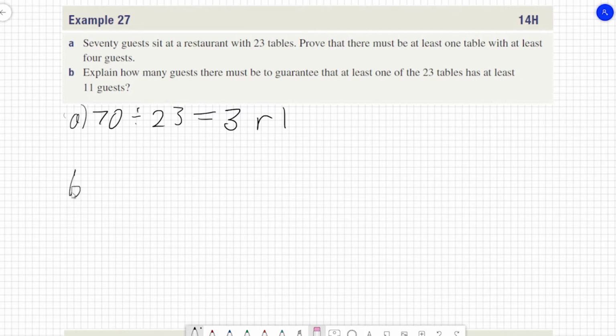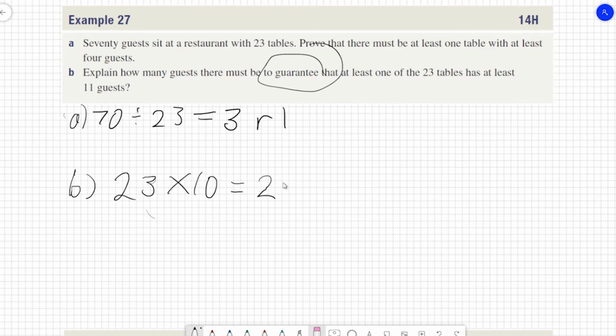Now, if we go the other way around, explain how many guests there must be to guarantee at least one of the 23 tables has at least 11 guests. Of course, once again, at minimum, we can have 11 guests and they all sit at the same table. But that's far from a guarantee. So the keyword is guarantee. The worst case scenario here is we have 10 people each on these 23 tables.